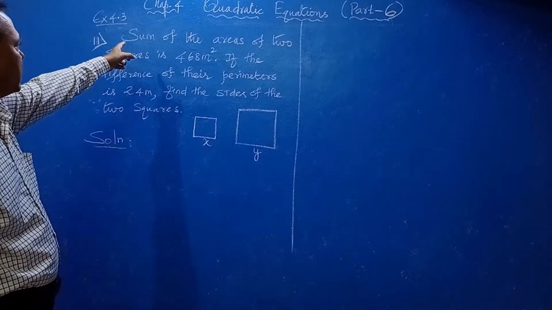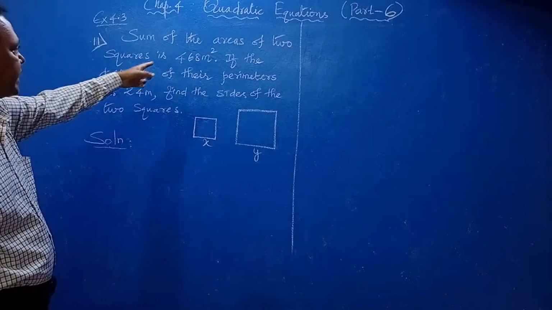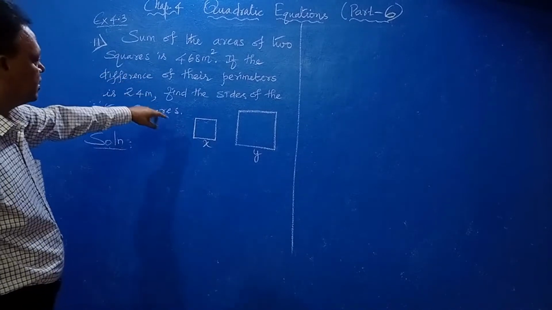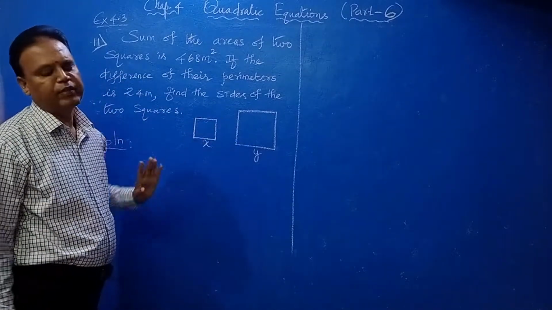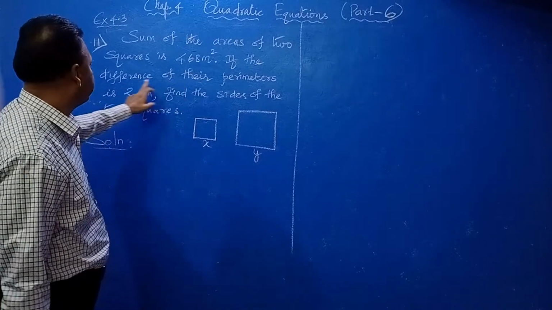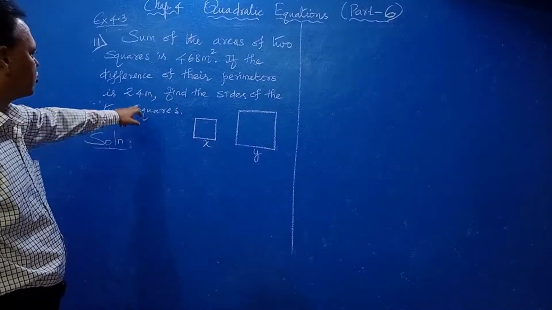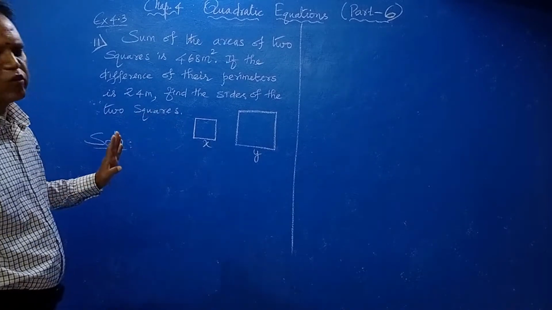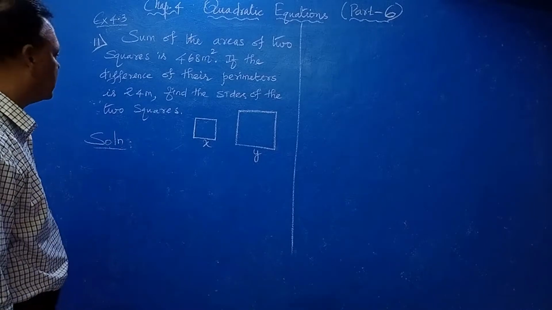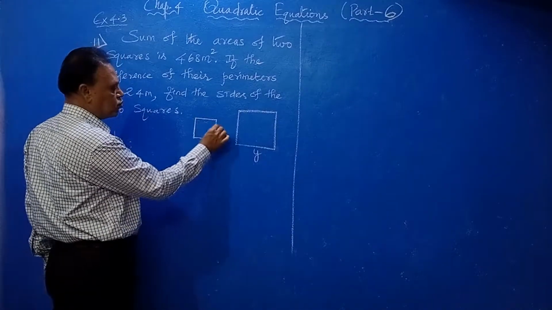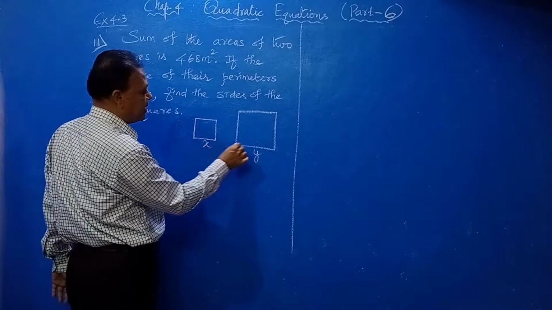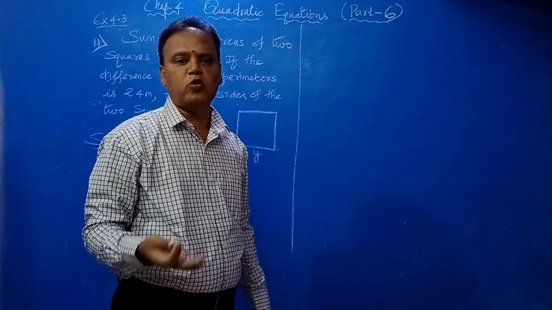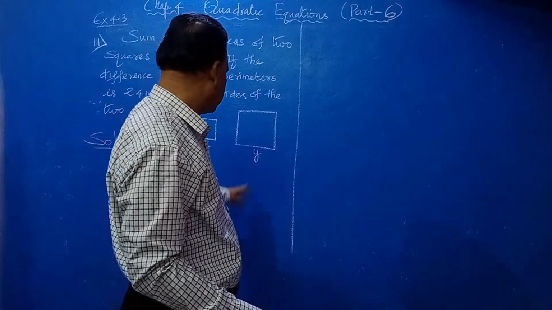Read the problem. Sum of the areas of two squares. You see, one is a small square, another one is a big square. If the difference of the perimeters is 24 meters, find the sides of these two squares. You have to find out the sides of the two squares. So better you take the first square as the smaller one. Side is x you take. This one is y you take. Two variables use for the time being. Then later on we can convert into one variable.